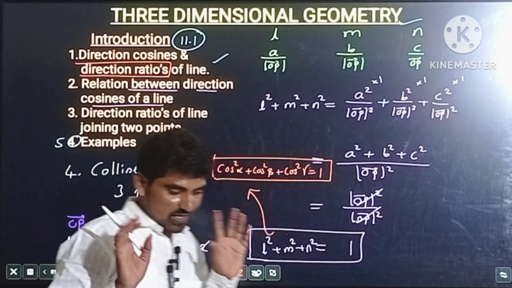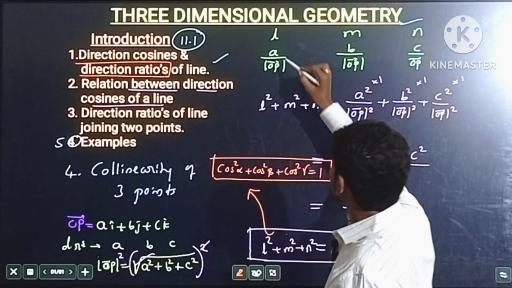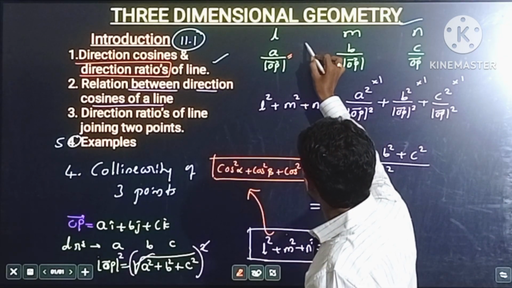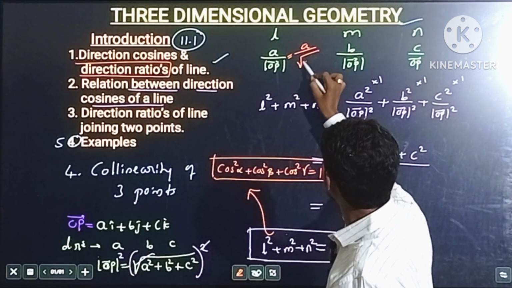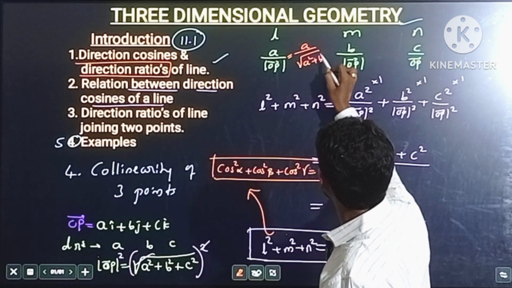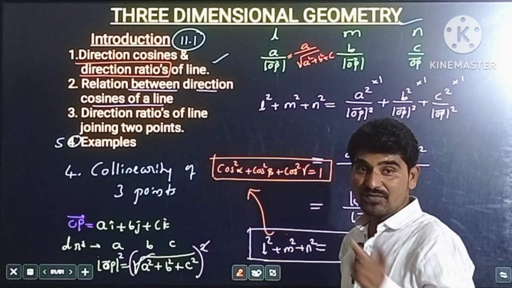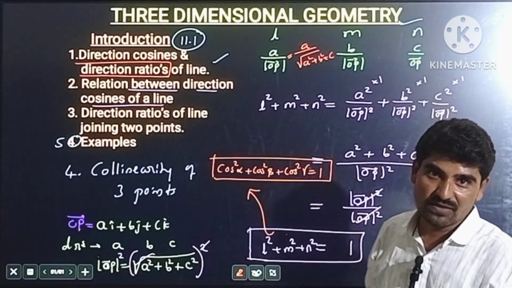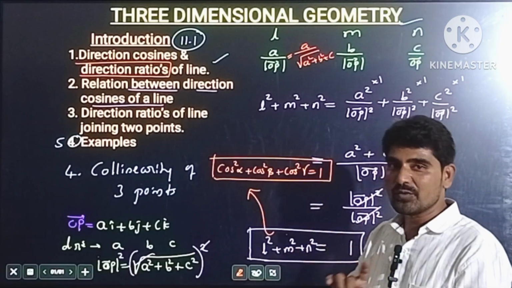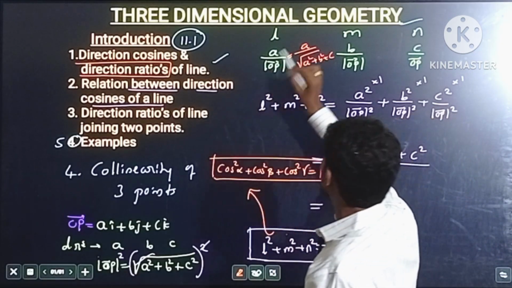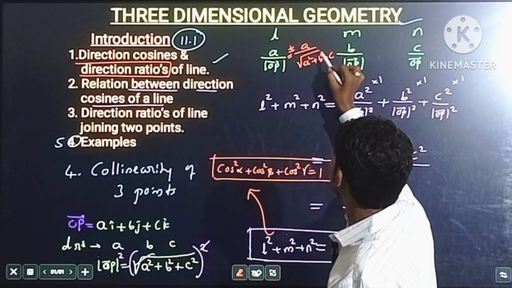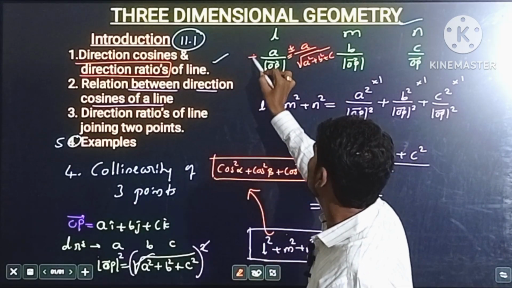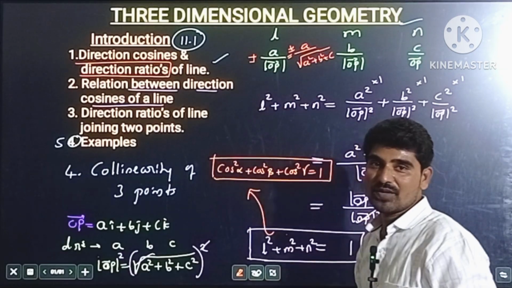So one more thing I need to discuss here. A is the direction ratio, and the magnitude of the OP vector is square root of A square plus B square plus C square. Since we are identifying the direction cosines of a line, and a line can extend in both directions, the value of L can be taken as plus minus A divided by square root of A square plus B square plus C square, or simply plus minus A divided by magnitude of the OP vector.